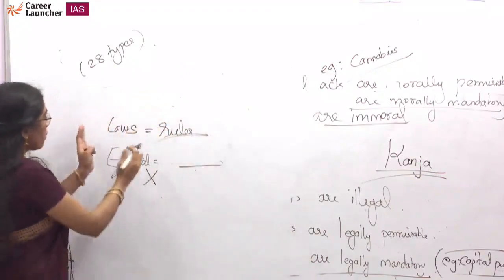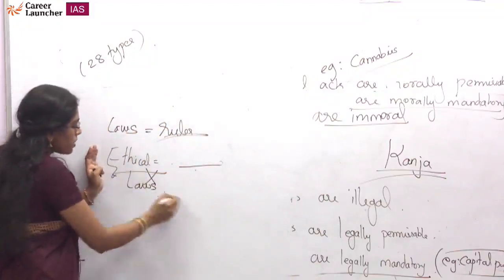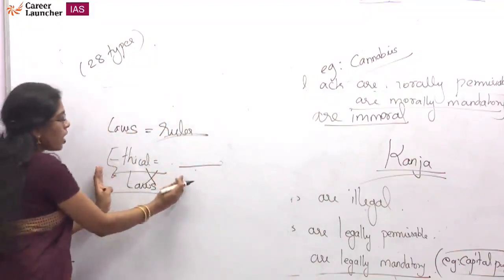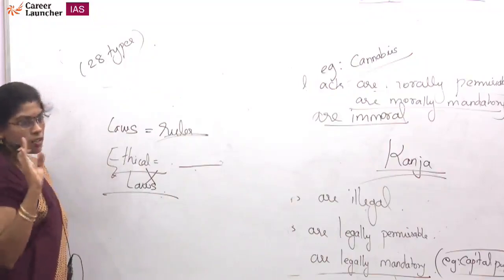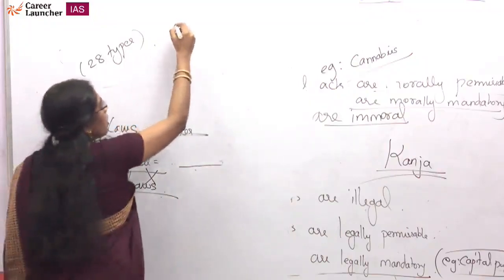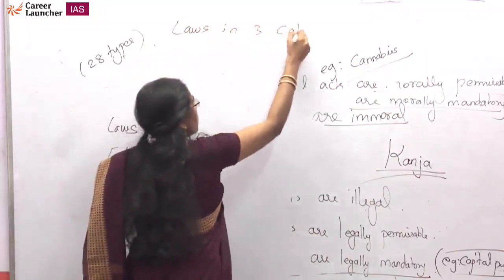Now, when we say ethical laws are nothing but moral principles, first we have to see which category ethical laws fall into. There are three categories of laws. We are going to define laws and split them into three categories.